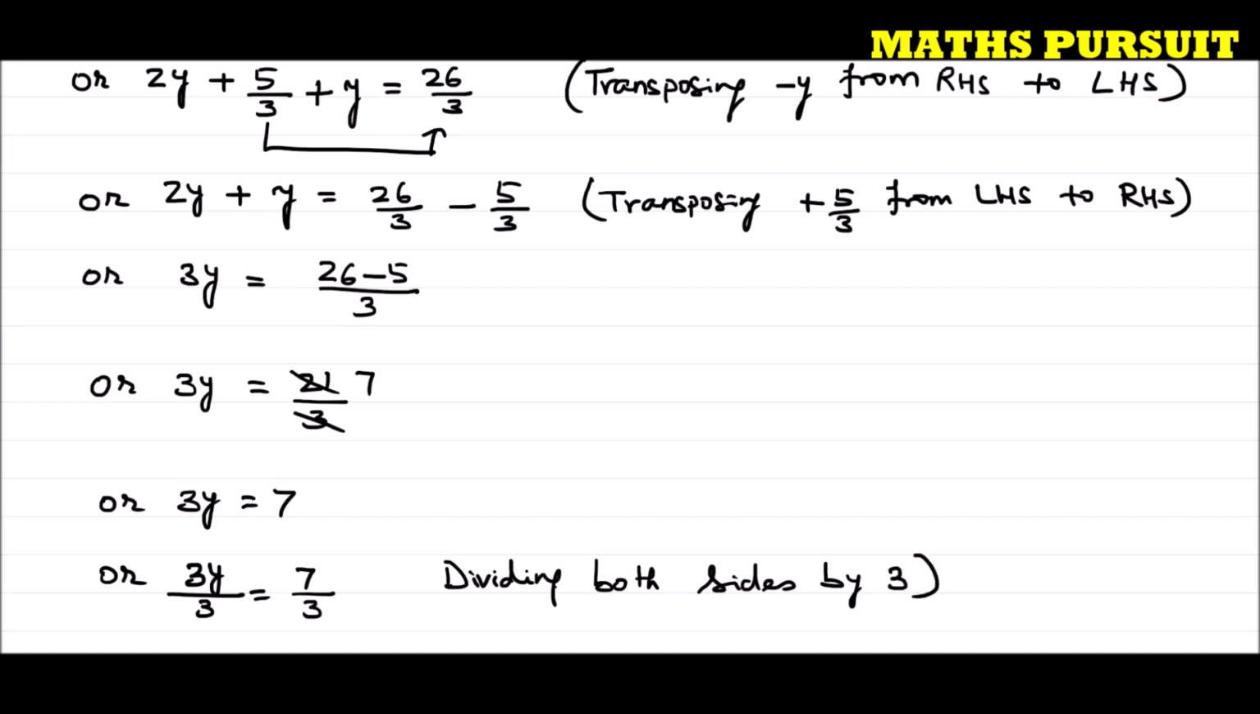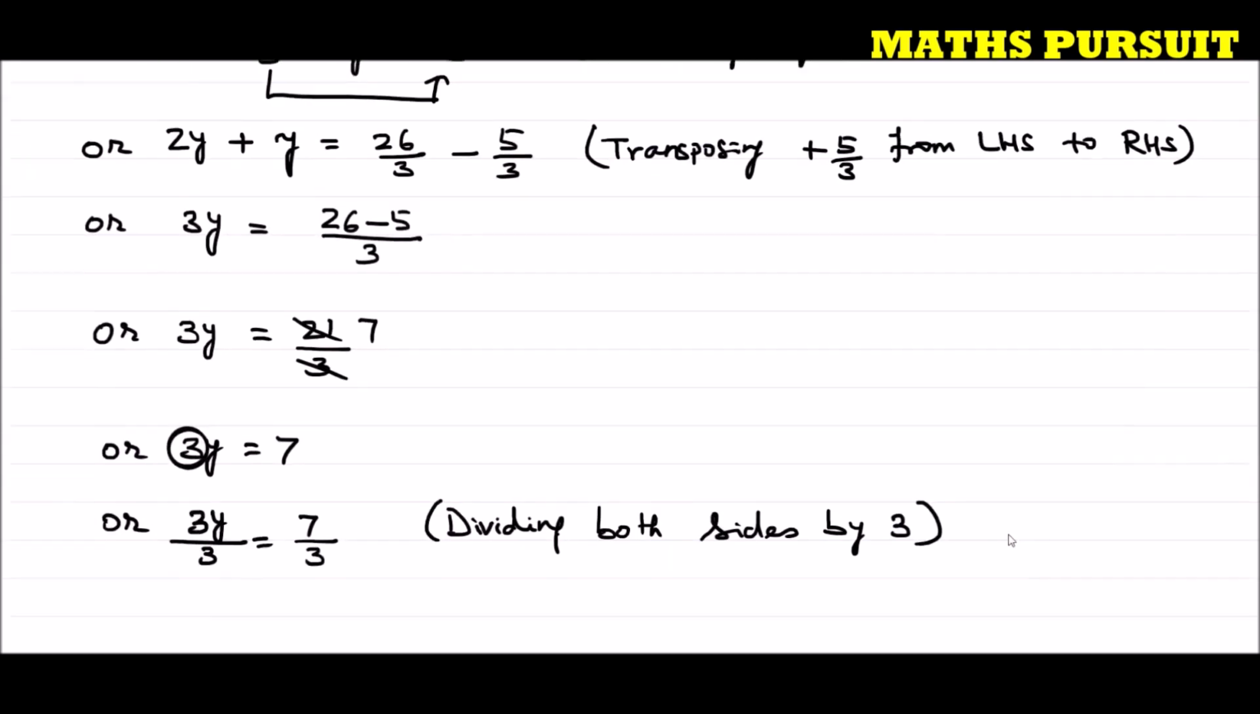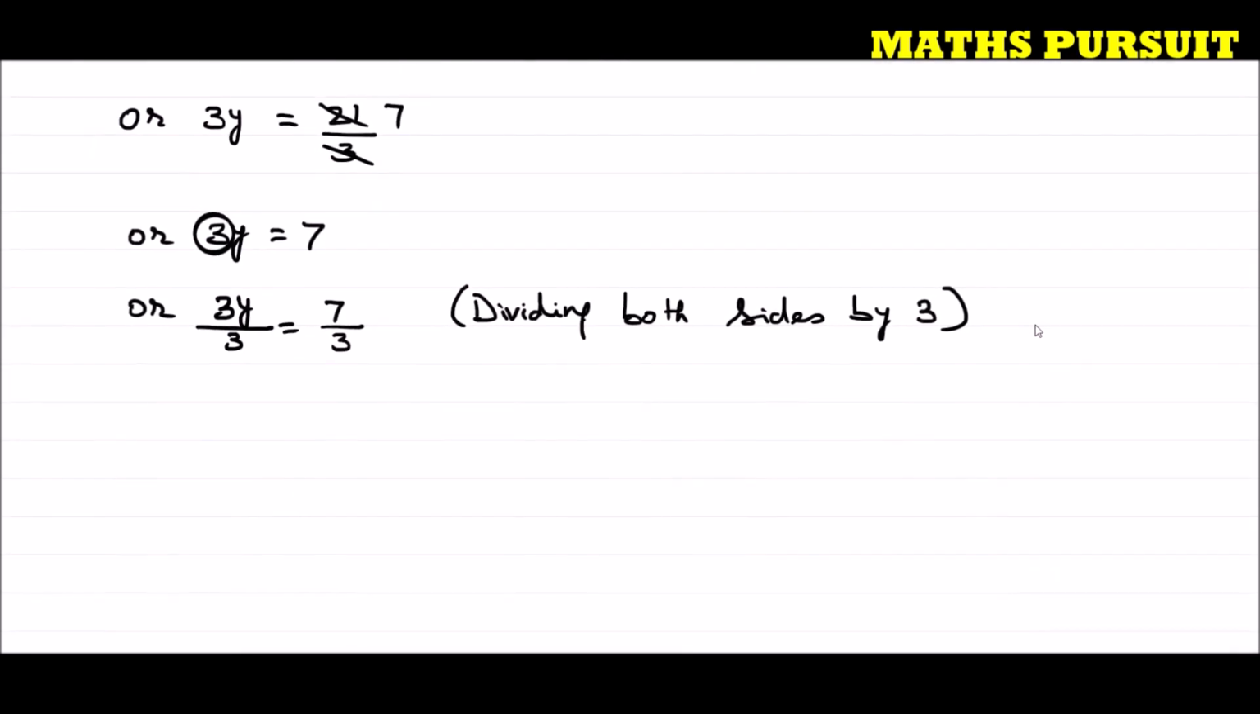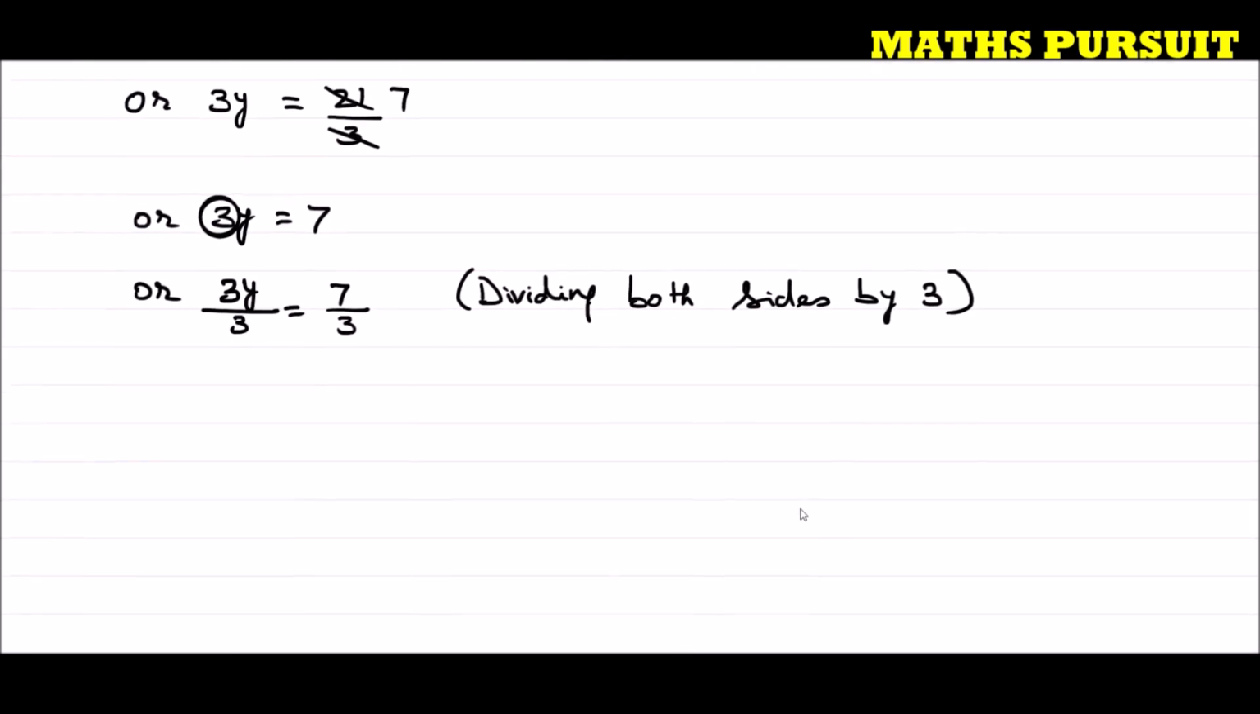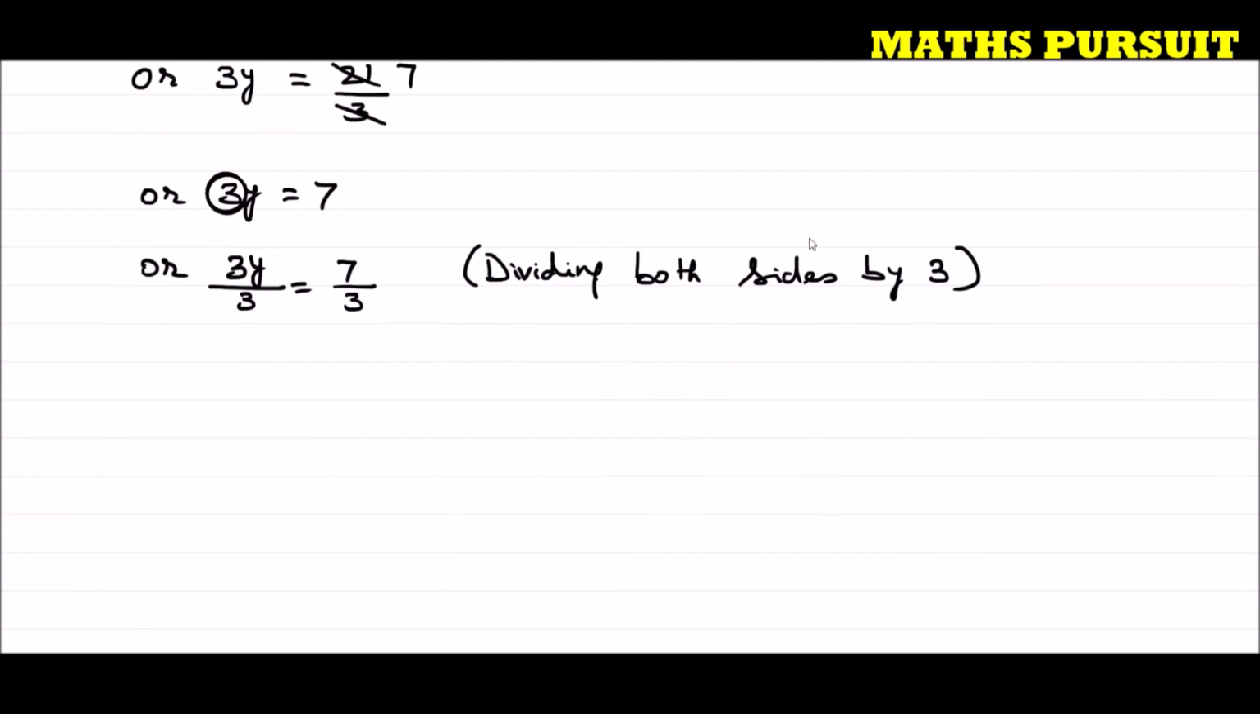Why am I dividing both sides by 3? I want to eliminate this 3 from y. I want to remove this 3 from y. If I can remove this 3 from y, then I can get the value of y. So for that reason I am dividing both sides of the equation by 3. Now if I divide 3 by 3, then only I can eliminate it. If I am dividing something on the left side of the equation, then definitely I need to do the same thing to the right side of the equation. For that reason, I am dividing both sides by 3.